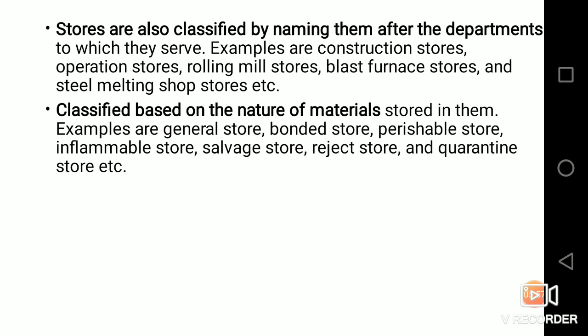Next we are going to see the stores based on the nature of the material, like general store, bonded store, perishable store. If the particular material stocked there is of a perishable nature, that comes under a perishable store. Inflammable store, salvage store. Quarantine store is a place where precautions should be taken.